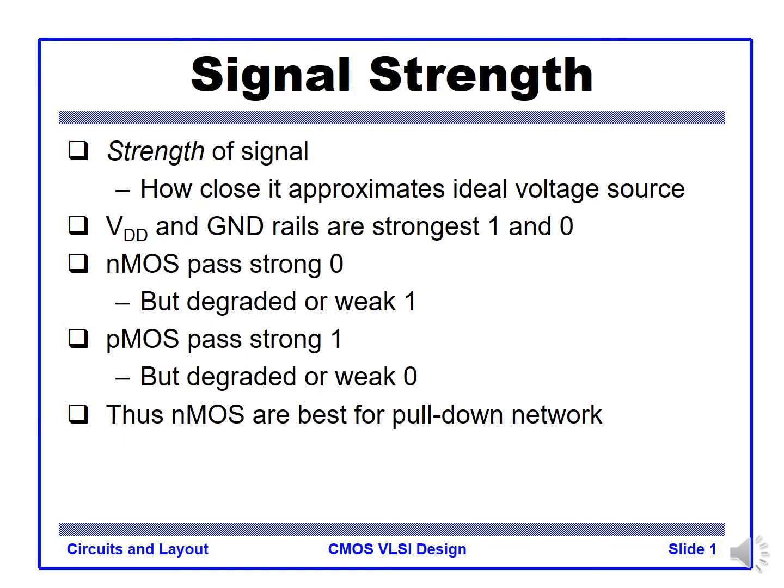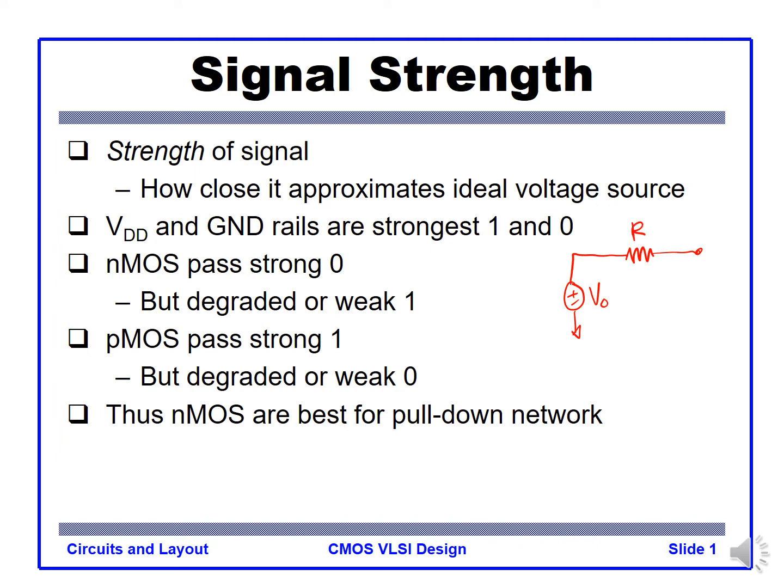The signal strength. So we have to understand the concept of signal strength. It means how strongly you drive the output node. For example, the strength is determined by the resistance. For example, we have a voltage source VO. You want to drive a certain node with a certain voltage, with the resistance R.